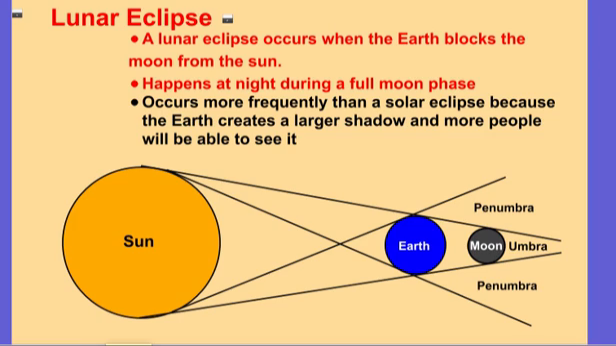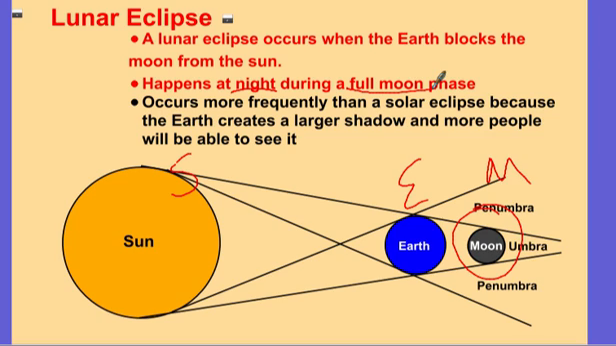Now let's talk about a lunar eclipse. A lunar eclipse is when the moon is on the other side of the earth. So the order will go sun, earth, and moon. This only happens at nighttime, and it will only be when the moon is in the full moon position.